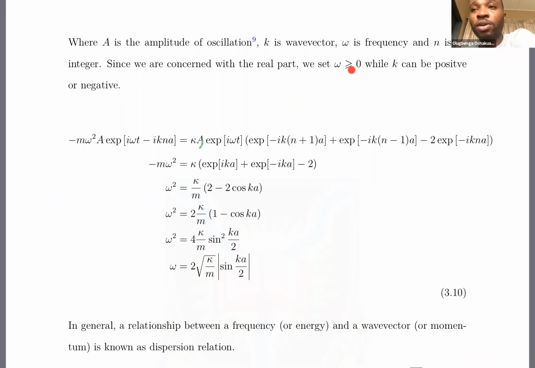So on a clean slate, omega must be a positive value, but K can be either positive or negative. When K is positive, it means the wave is traveling along the positive x-axis, but when it is negative, it means the wave is traveling towards the left, on the negative x-axis.